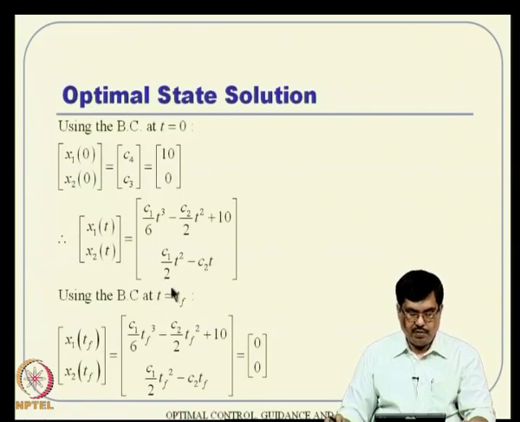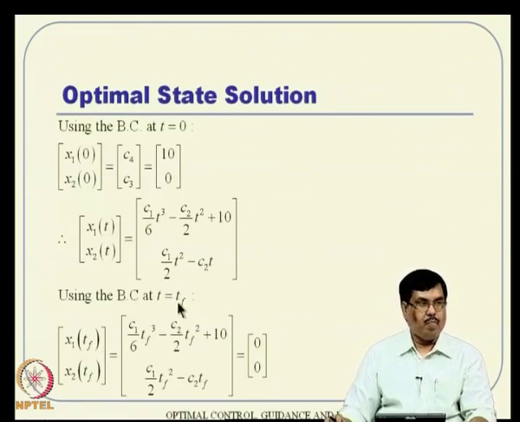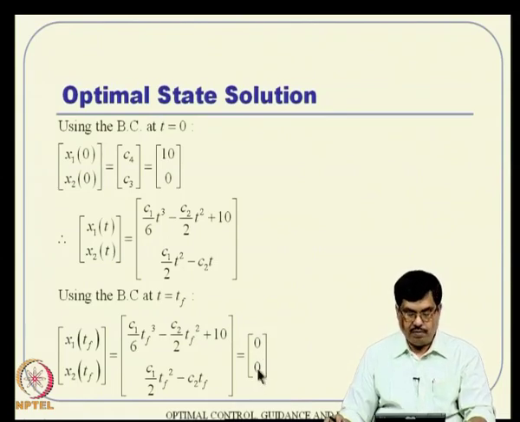Now, we have to use this boundary condition for TF also. So, you use TF, and then this is what the result is: x1 of TF and x2 of TF is 0 0, that is what our aim is actually. Okay. Our aim is to drive it to 0 0, right, this is our condition actually. So, we put 0 0 here. So, this is the equation, okay.